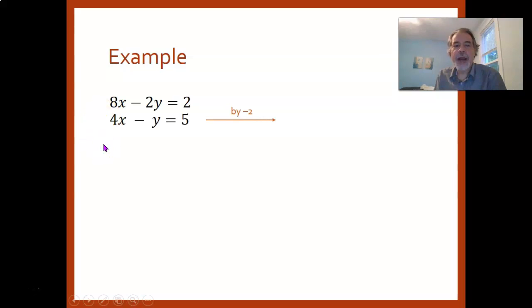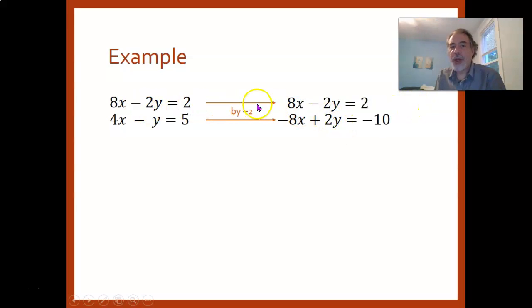So I'm taking that bottom equation and I'm multiplying by negative 2. The top equation can stay the way it is. I'll just move it over. So now the top equation is still 8x minus 2y equals 2, but the bottom equation, I multiplied everything on both sides by negative 2, and I got negative 8x plus positive 2y equals negative 10.